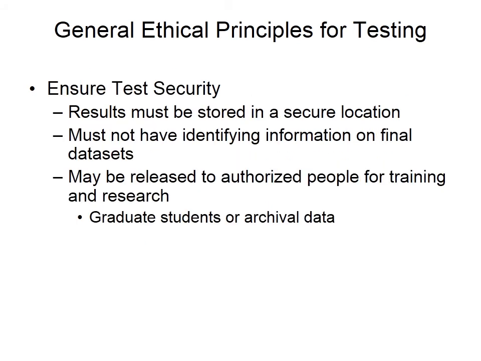Additionally, there's an ethical requirement that if you're using psychological tests and assessments, that you should keep those results basically secure. So the previous slide was about not sharing them with people you shouldn't share them with. This is making sure that beyond that other people aren't just getting access to them that shouldn't get access. So the results should be stored in a secure location. If at all possible, identifying information such as name, phone number, social security, and email should not be on final data sets. And again, this does not mean that it can't be shared with anyone, but it should only be shared with people that are authorized for training and research and also understand the ethics of the testing data.